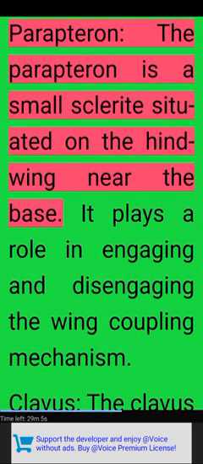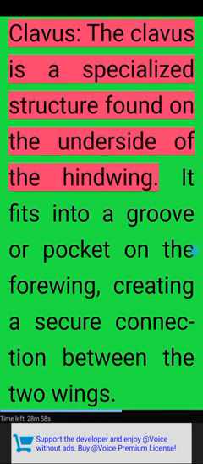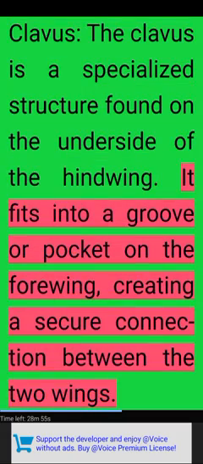Parapteron. The parapteron is a small sclerite situated on the hindwing near the base. It plays a role in engaging and disengaging the wing coupling mechanism. Clavis. The clavis is a specialized structure found on the underside of the hindwing. It fits into a groove or pocket on the forewing, creating a secure connection between the two wings.